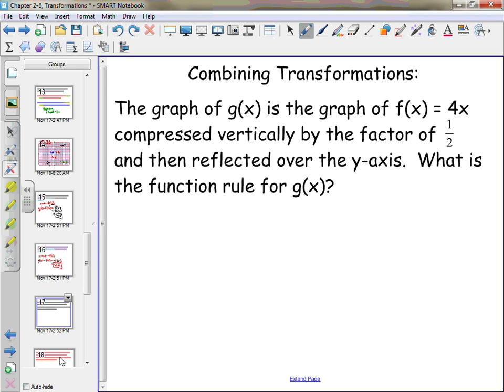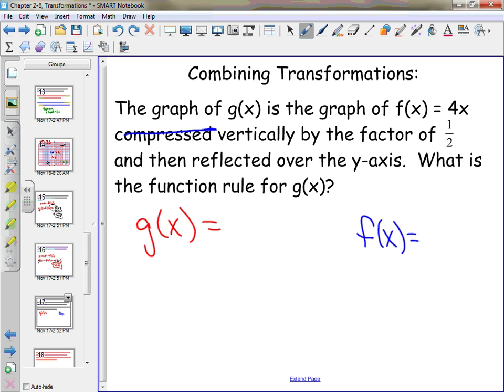The graph of g of x is the graph of f of x equals 4x, compressed vertically by a factor of 1/2, and then reflected over the y-axis. What is the function rule for g of x? So what we're doing is coming up with a function rule. So we don't have to play with that f of x function. Which one do you want to do? Do you want to compress or do you want to reflect first? It doesn't matter. First one. Let's compress it.